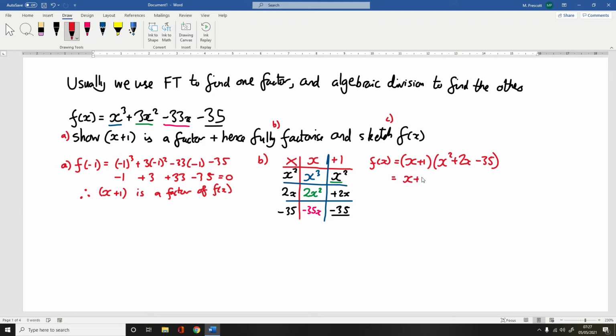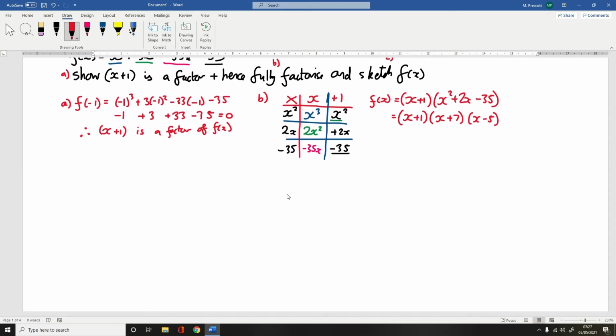You can then factorise this using standard quadratic factorising techniques. We need to multiply to minus 35 and add to 2, and those numbers are going to be 7 and minus 5. So that gives us overall our factorisation. So it's a really neat, compact method if you're on top of it. Let's look at another one.